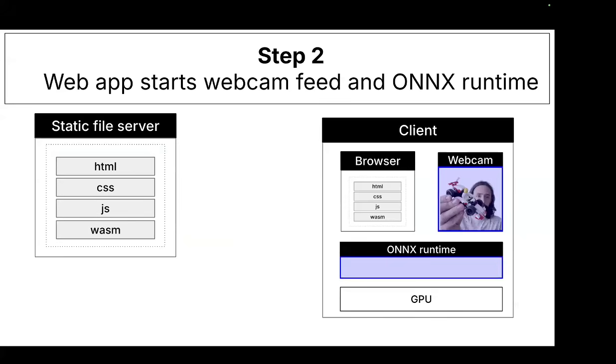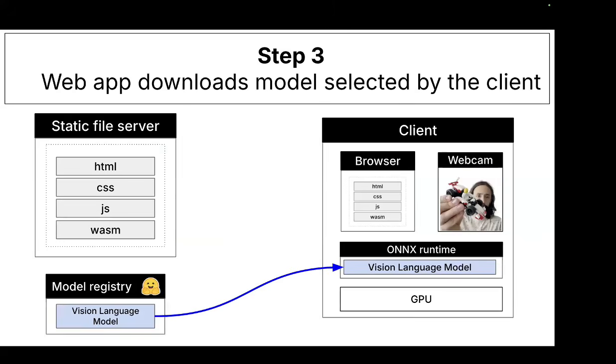Then this application starts and establishes connections. It asks for permission to connect to the webcam, and it also starts the ONNX runtime. First of all, it checks if I have a GPU locally. If I don't, I think it throws an error. If I do, it continues. Okay. So the next step when this is running is to download the model. The model in this case is LFM2.5-VL 1.6B. I'm going to show you in a second. It's on Hugging Face. It's an open-weight model in a model registry.